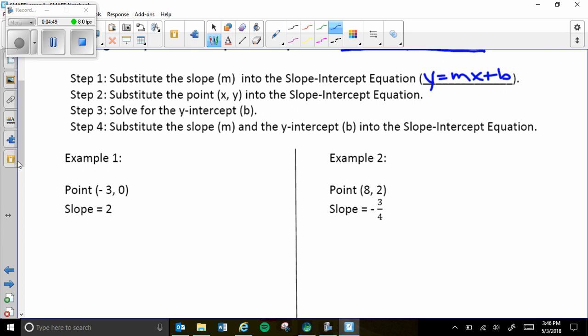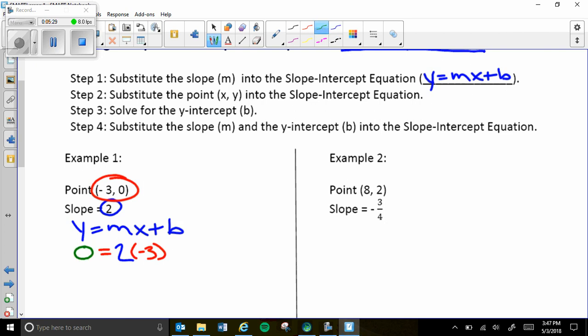The first thing it says is substitute the m into the equation y equals mx plus b. So I'm just going to write that equation down here. We know what m is. It tells us that the slope is 2. So I'm going to plug that 2 in for m. Now we're also given this point, and this point has important information for us. It gives us a y and an x value. In this case, my x value is -3, and my y value is 0.